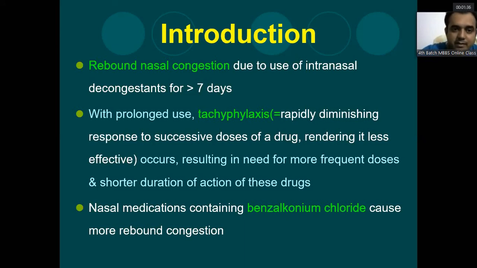So the intranasal decongestants, we get them by the names of oxymetazoline and xylometazoline. If these nasal drugs are used for a prolonged time, tachyphylaxis will occur. This will result in the need for more frequent doses, and the action of the drug will be shorter. And nasal medication containing benzalkonium chloride causes more rebound congestion than other drugs.